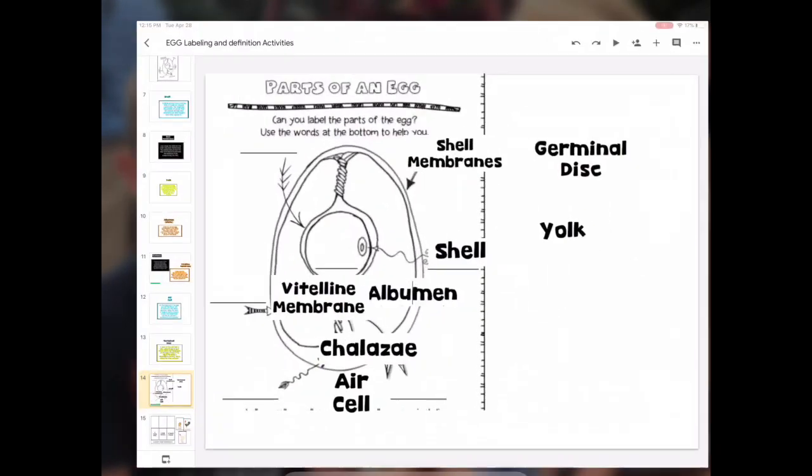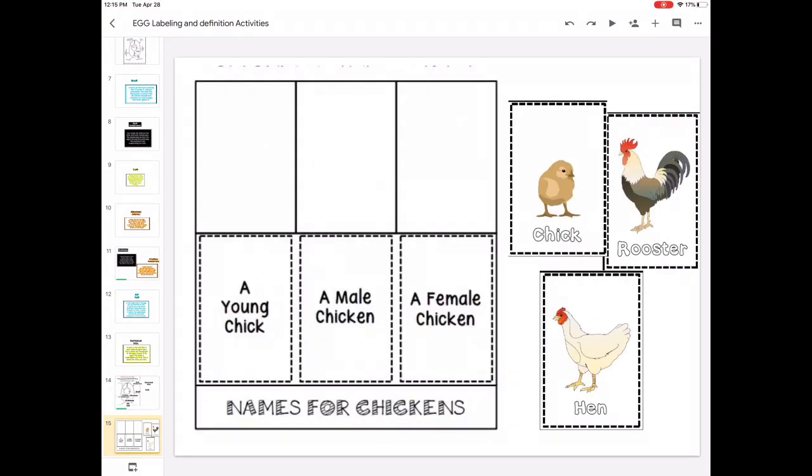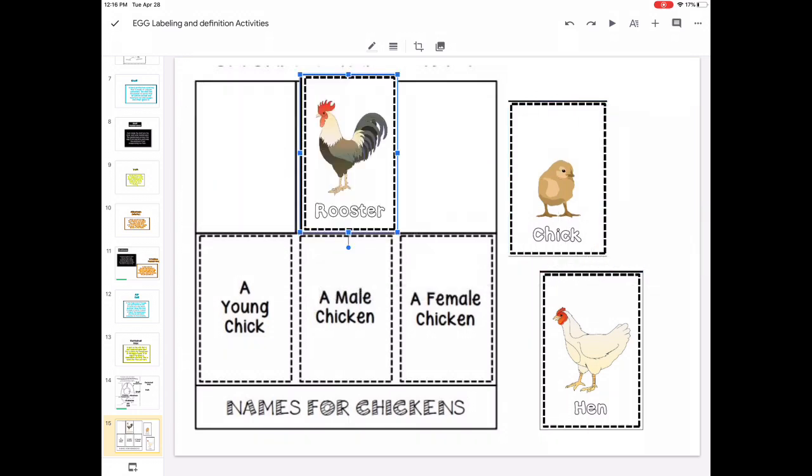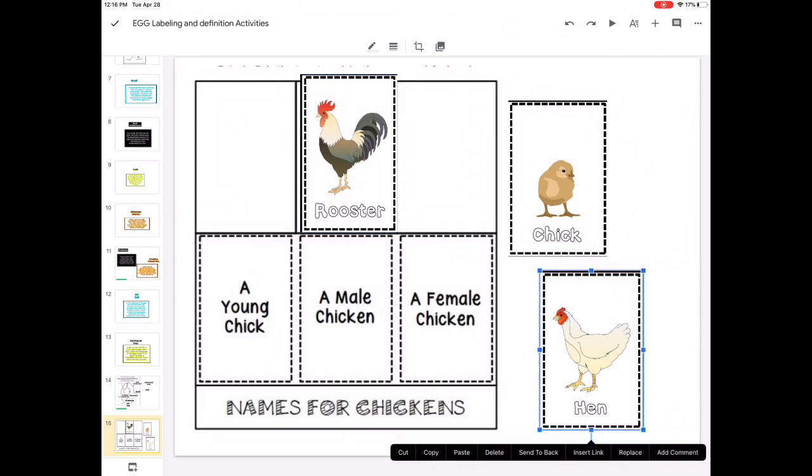All right, so going back to our screen here, first of all, we know that a young chick is not going to go in its house here. A chick is certainly the littlest one here, not going to go where I want it to go. The rooster is the male chicken, and a hen is a female chicken.